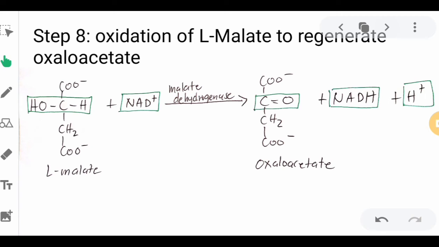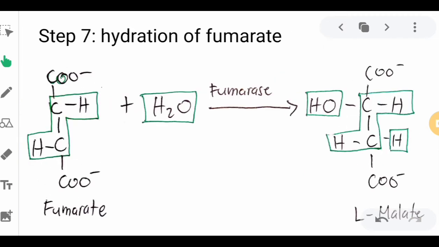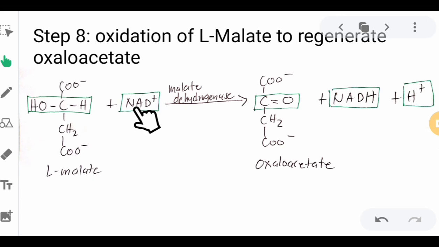Now, for step 8, we have here the oxidation of L-malate to regenerate oxaloacetate. This is the L-malate from here. And then the NAD+, the oxidized form, and with the help of the malate dehydrogenase, we will be removing the hydrogen here. And therefore, if you remove that, you will have a double bond here for the carbon. And then the removed hydrogen will be added here to the oxidized form of the NAD+, and you will have the reduced form, nicotinamide adenine dinucleotide, plus a free hydrogen ion. That is where the two hydrogens went. And you have your product now.